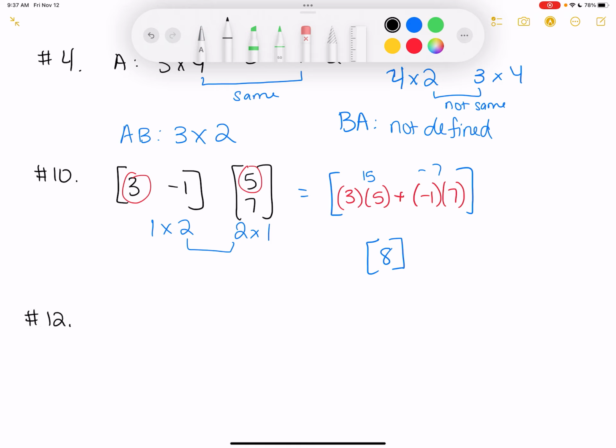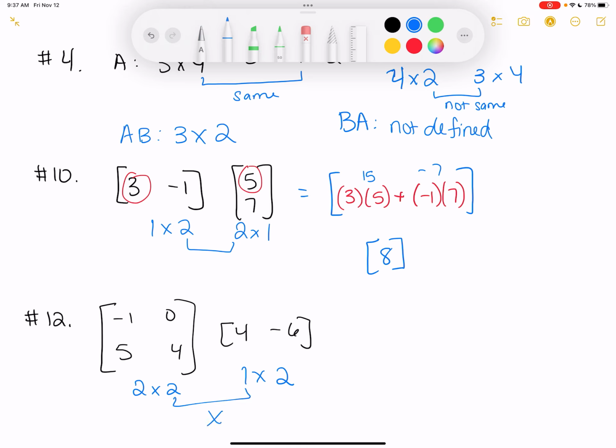Number 12, -1, 0, 5, 4, and 4, -6. That's a 2 by 2 by 1 by 2. So I've got a 2 by 2 and a 1 by 2. So can I do this one? No. These don't match up, so that means that it's not defined.